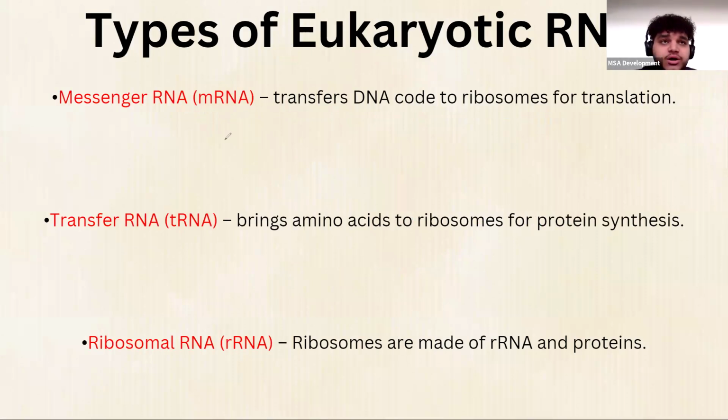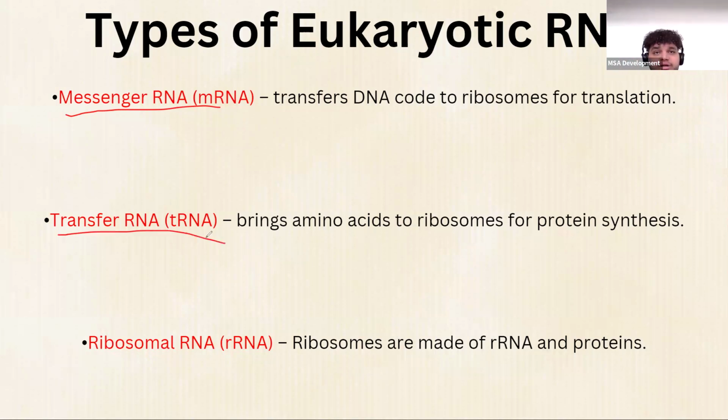Okay, types of eukaryotic RNA. First off, we have the mRNA, which is the product of transcription. What is the function of mRNA? It transfers DNA code to ribosomes for translation. So in order for the code that's inside of the DNA to leave the nucleus and go to the ribosome in the cytoplasm, we need an mRNA for that.